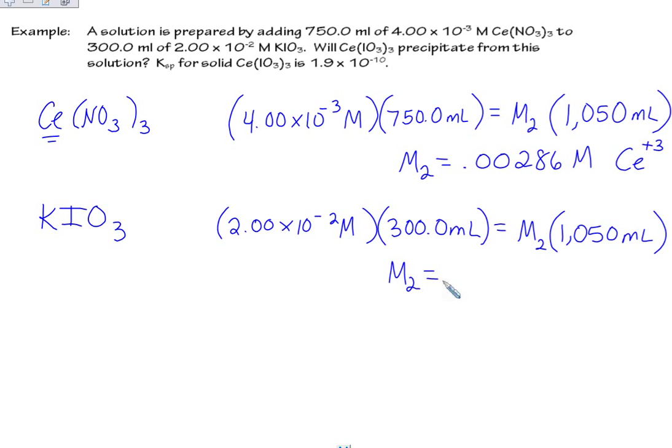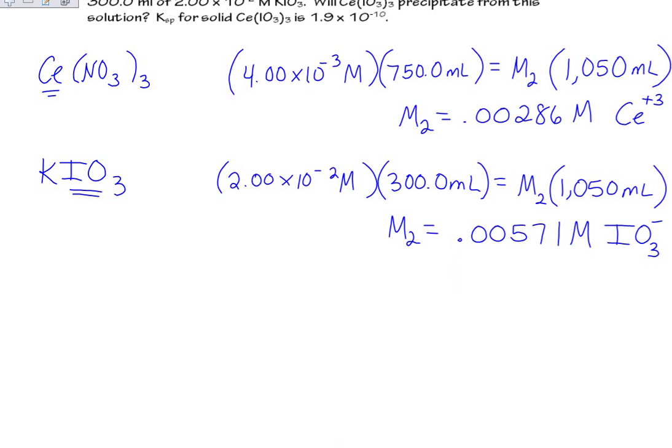How about 0.00571? And now kind of similar, of these two ions, the potassium and the iodate, potassium's aqueous with everything, so I'm really only concerned with the iodate ion. So I could just kind of label this as iodate. All right, so again, I would suggest doing that right away, just like a titration. You got to do it at some point because we are going to change the molarity as we join volumes.